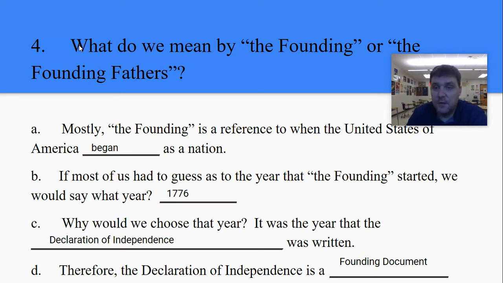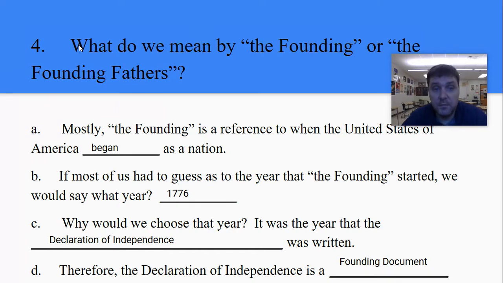Founding documents. We have to know what the founding documents are. And not just what they are, like what they say, what they do, what they have done for us, what the importance of them is. So, like, what is the founding? And you've probably heard of the phrase founding fathers, but who are the founding fathers? And what do they have to do with founding documents?